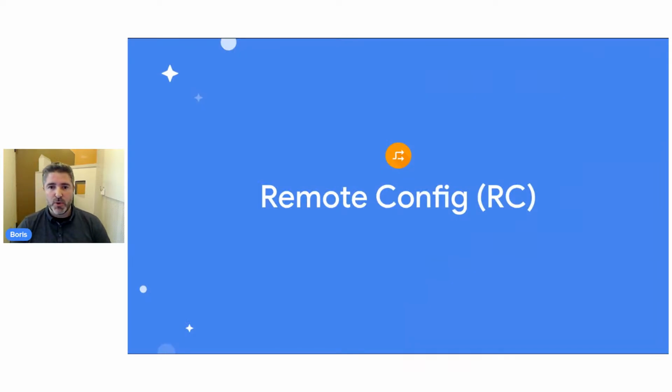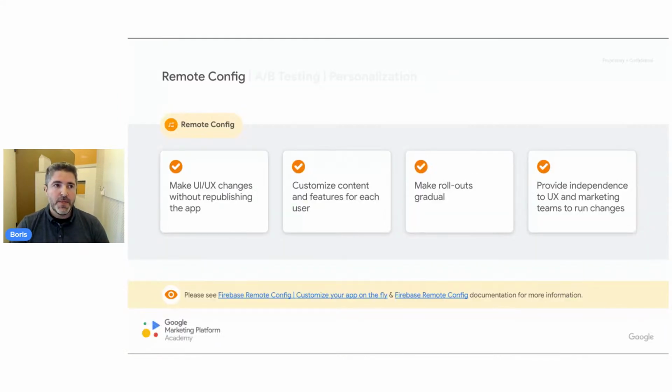First, let's speak about remote config, which allows us to change the app's look and feel remotely via Firebase console. Think about remote config as a key value object, defined and managed remotely. The object is pulled by Firebase SDK in real time from Firebase backend into the app and allows us to make UX and UI changes without republishing the app. Let me emphasize it, without republishing the app.